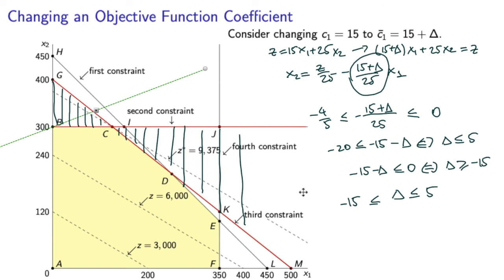So we determined that the range of delta such that the current optimal solution still remains optimal is between negative 15 and 5. And the way it reflects on the coefficient of the first variable in the objective, since it is given by 15 plus delta, this means that whenever C1 is between 0 and 20, we are still going to have the optimal solution at the point C. So this completes the analysis of this case.